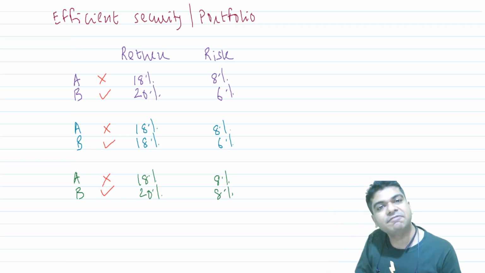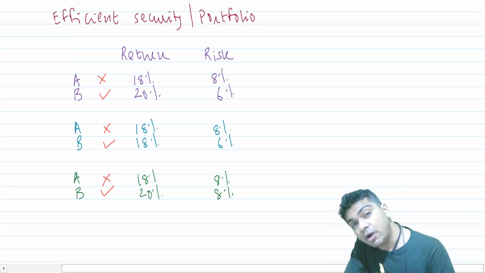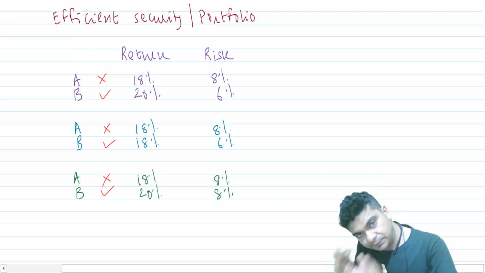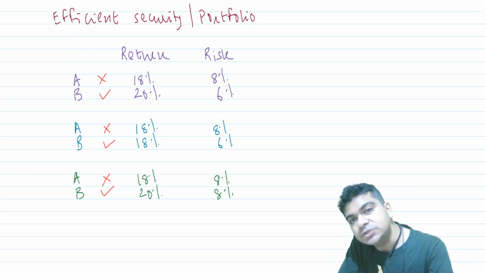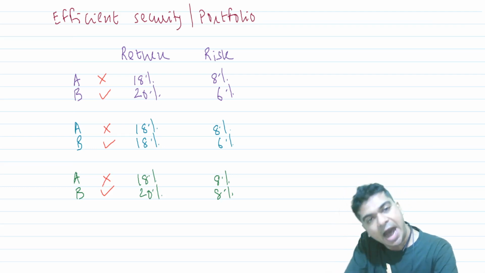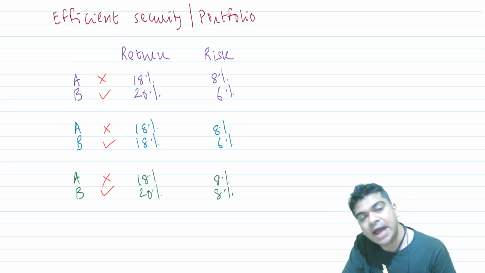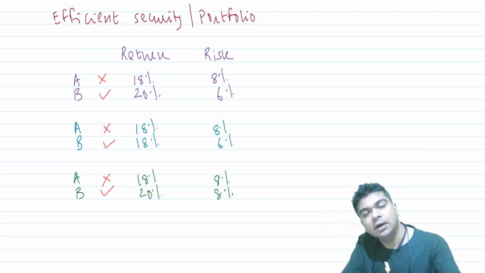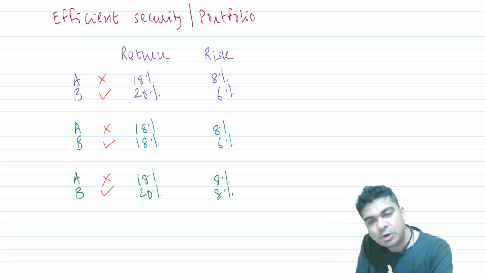As I said, it is defined in negative. I will say a security or a portfolio is efficient only if there is no other security or portfolio which is giving higher return at lower risk, same return at lower risk, or a higher return at the same level of risk. So these are the things that we have to keep in mind.